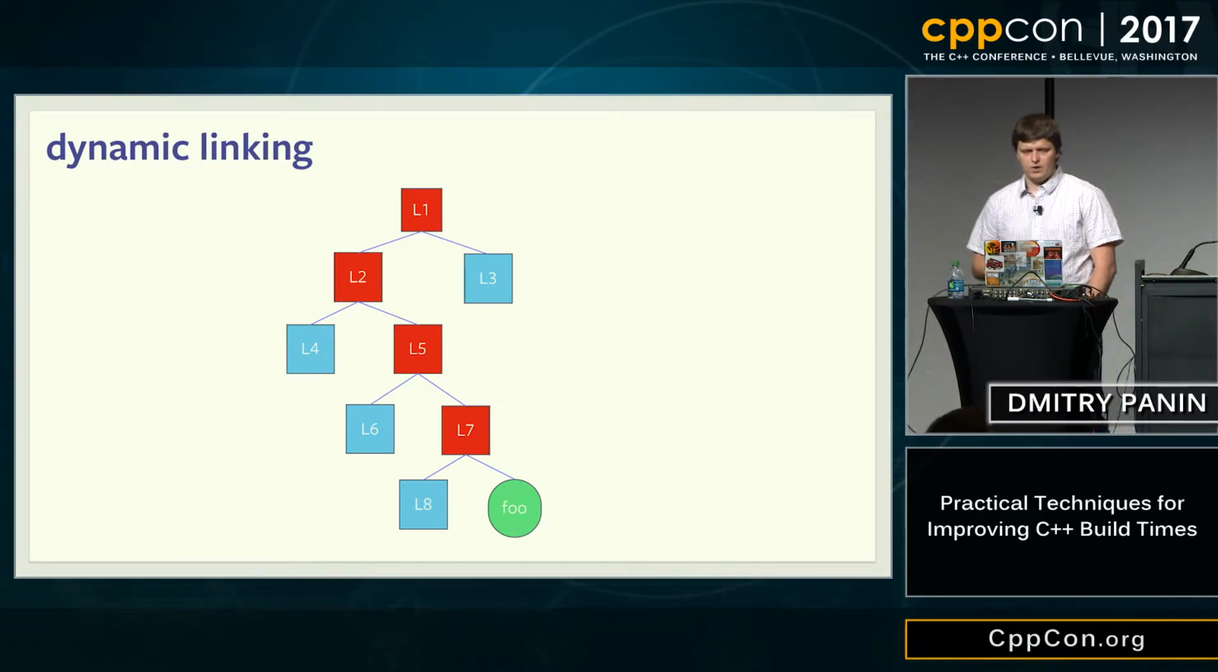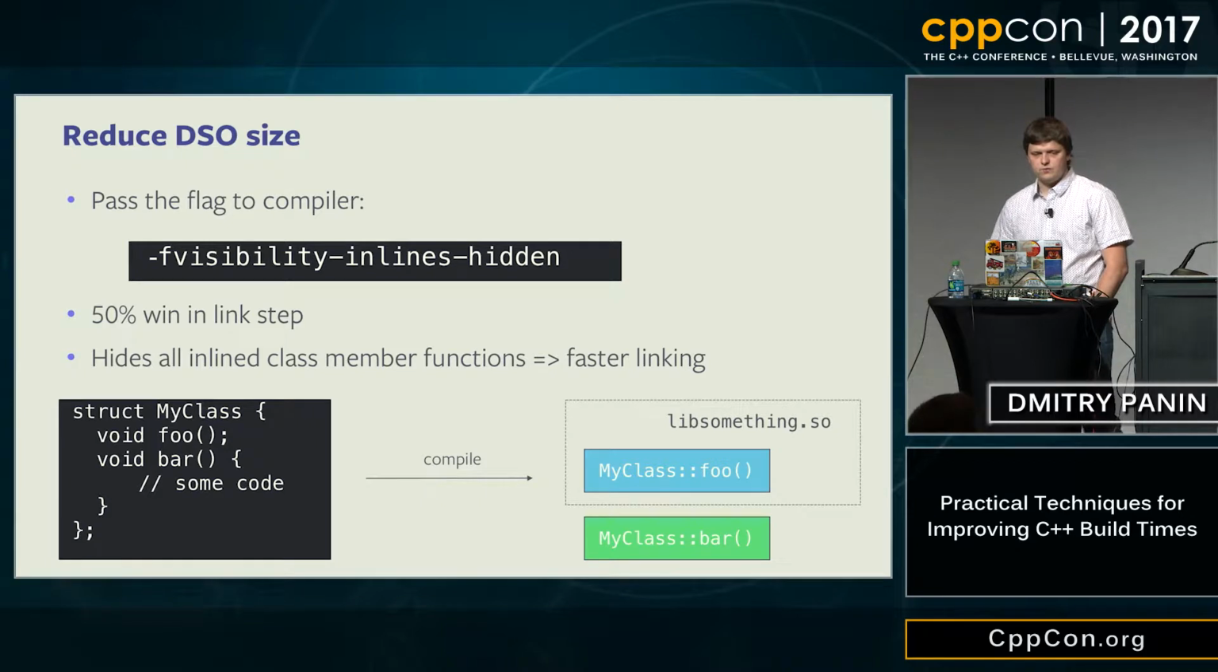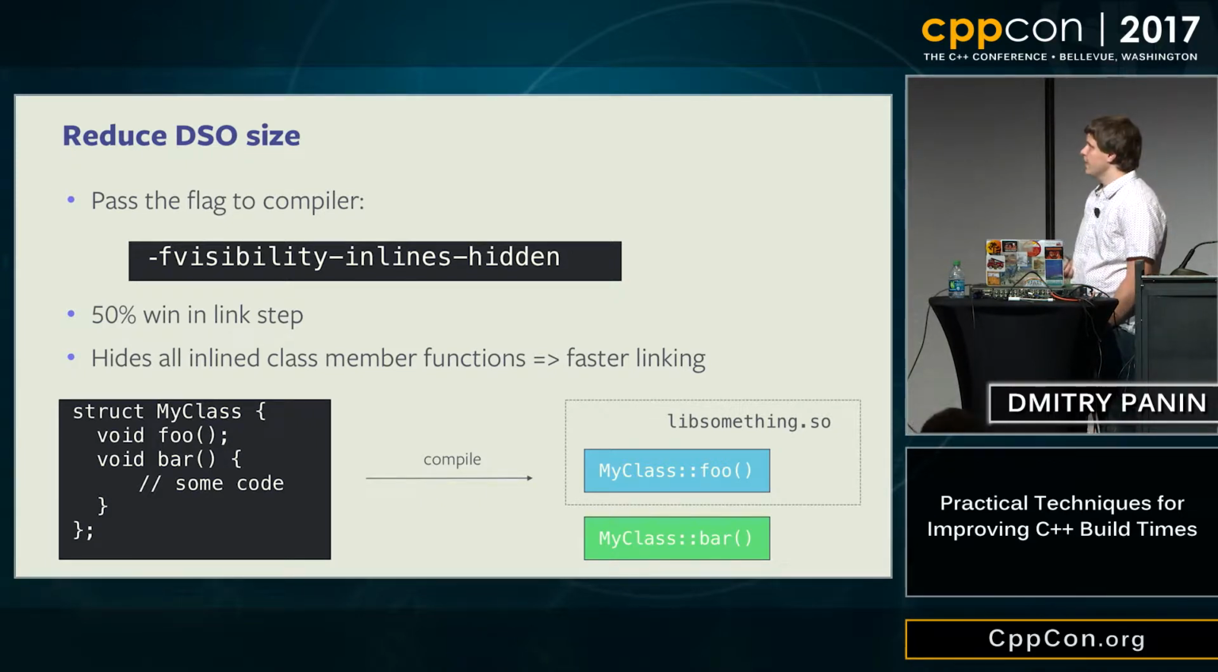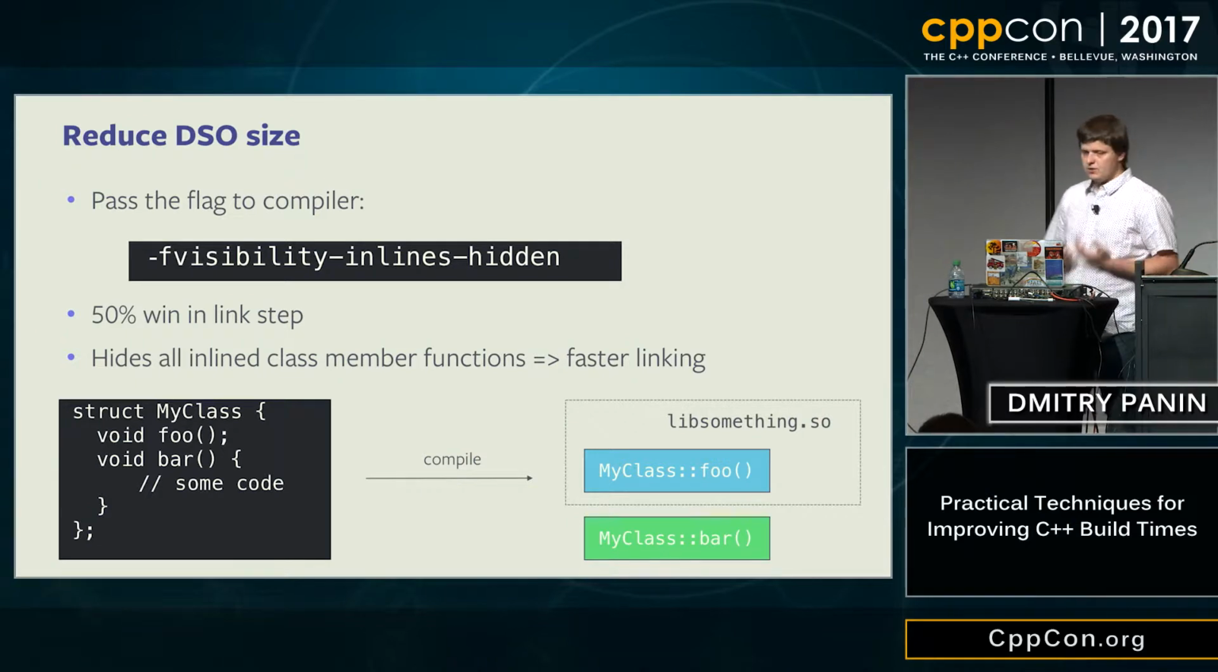So how can we make it better? One thing is to just link less data. If you use the flag visibility-inlines-hidden, it will take inlined class member functions and not put them into the resulting shared object. We got really huge wins, like 50% in the link step, just because there is less data there. It compiles faster, it links faster.